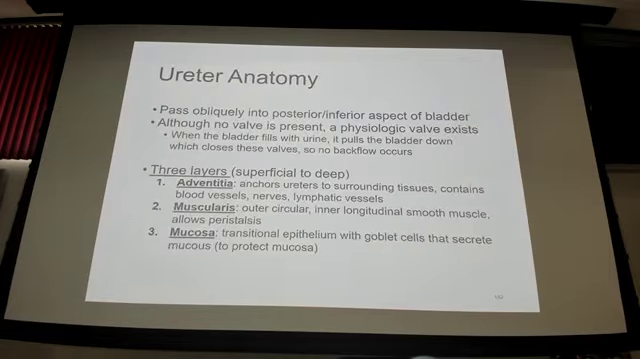The ureter itself enters obliquely to the inferior and posterior aspect of the bladder. So it doesn't come straight down. It comes sort of back in this way, and that's physiologically and anatomically important because there's no true sphincter that prevents reflux from the bladder up to the ureters. So that oblique angle sort of acts as a physiologic sphincter. And as the bladder fills with urine, it pulls it down more and sort of closes that gap off, okay?